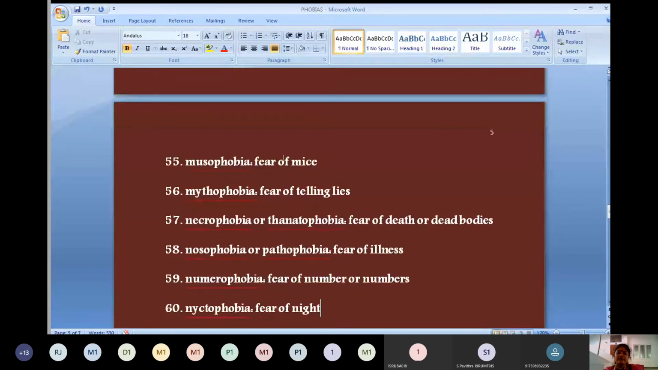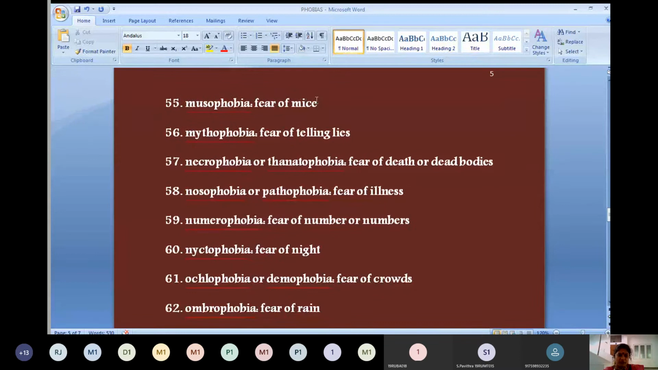Fear of mice. Mice is the plural form for the term mouse. எலிகள்னாலே பேர் அச்சம். Musophobia. Then fear of telling lies is mythophobia. பொய் சொல்றதுக்கு பயப்படுறது. So mythophobia is called fear of telling lies.